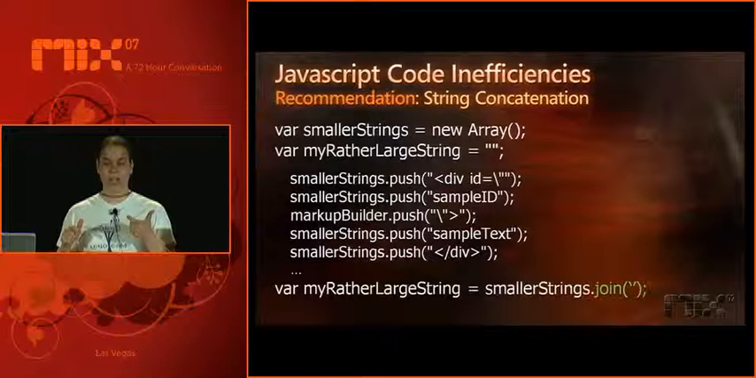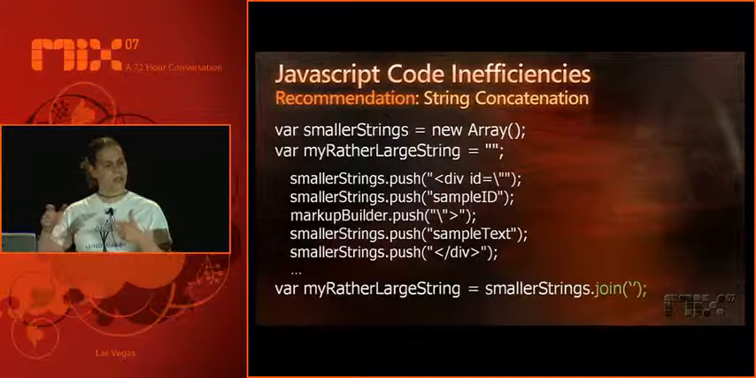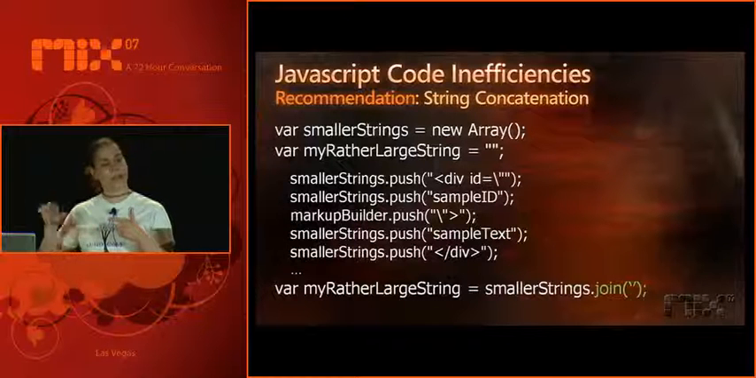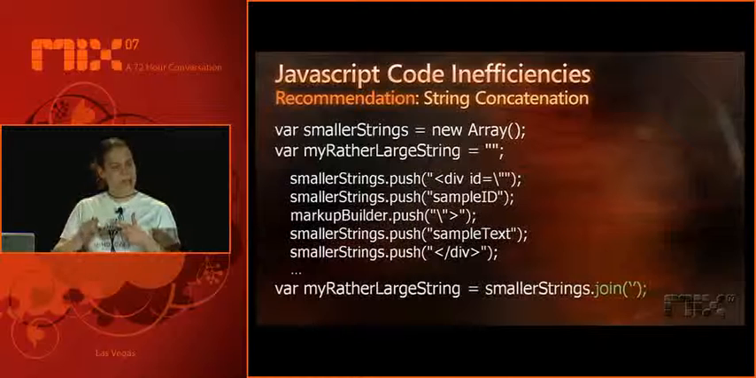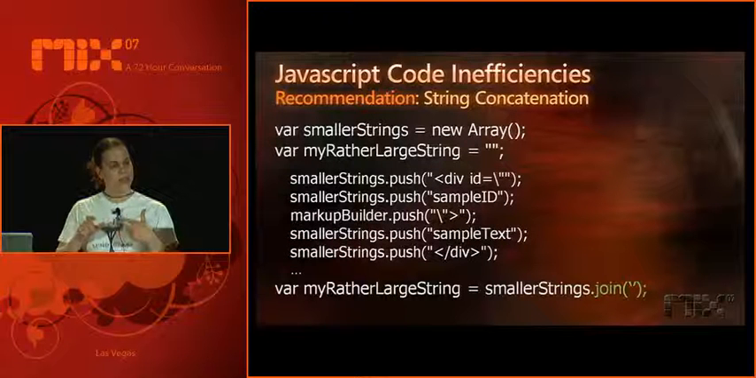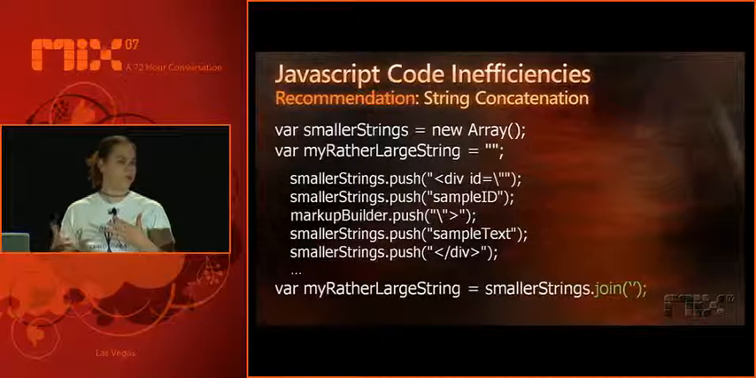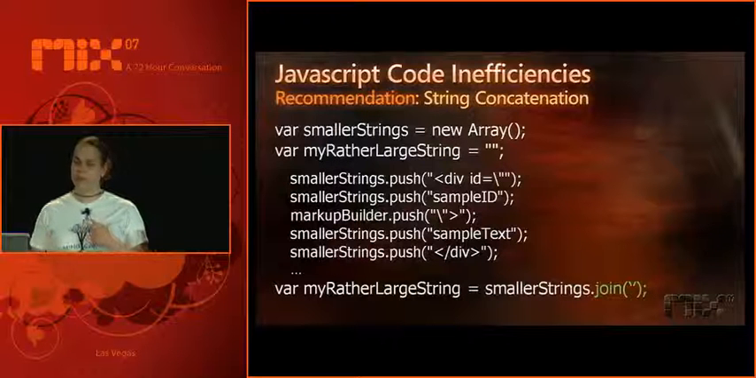What happens with array join is that you're not actually creating these temporary strings that are managed by the garbage collector. The string is actually put at the end of the first string. So you have fewer memory moves and much more efficient use of memory.